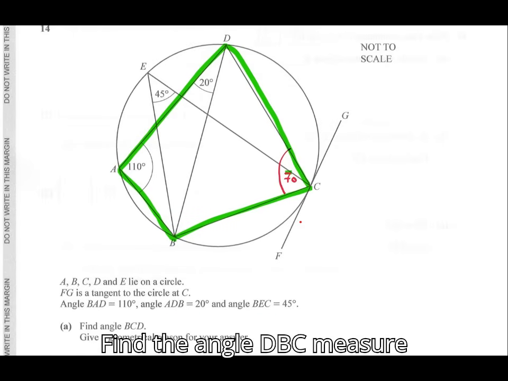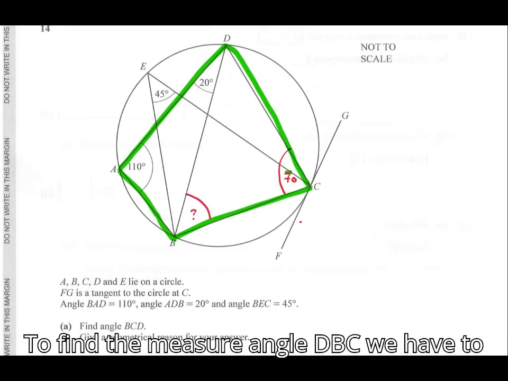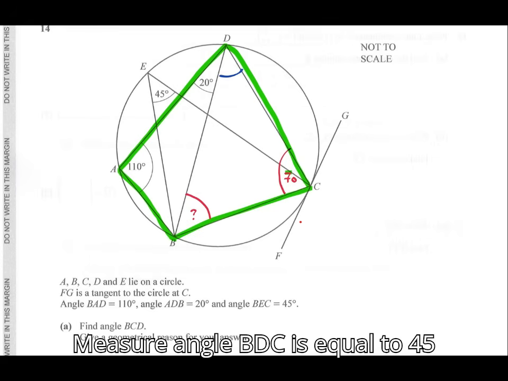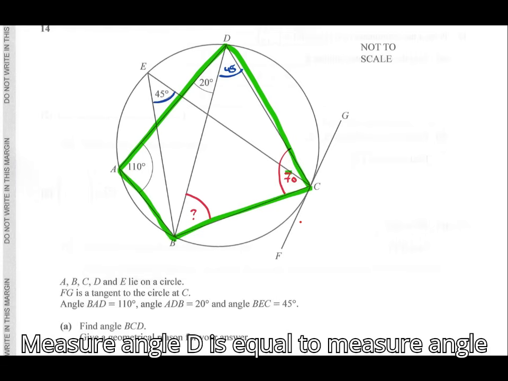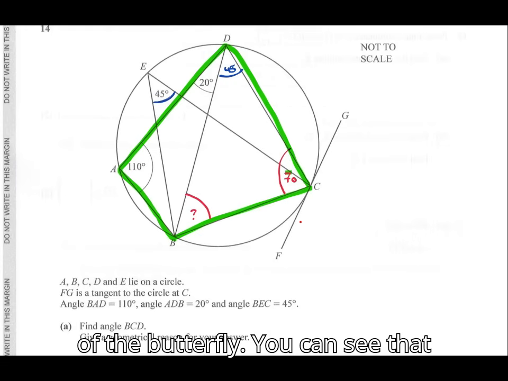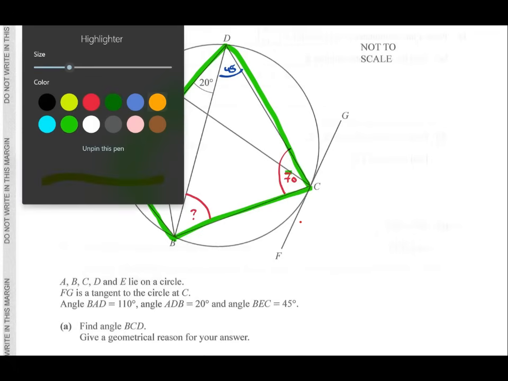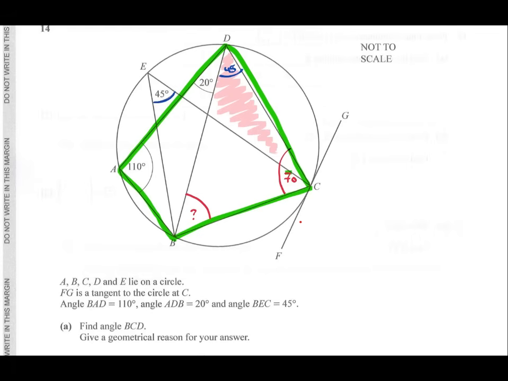Find the angle DBC. Measure angle DBC. He wants to know this angle. To find the measure angle DBC, we have to find the measure angle BDC first. Measure angle BDC is equal to 45 because it is equal to angle E. Measure angle D is equal to measure angle E, equal 45, because of the butterfly. You can see that we have a butterfly here. I will shade the butterfly to be noticeable.